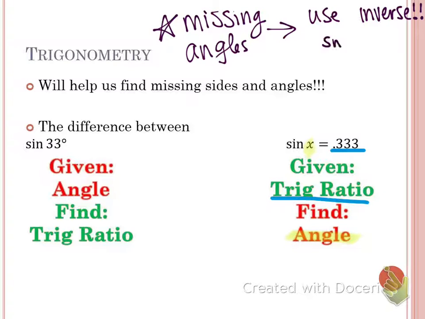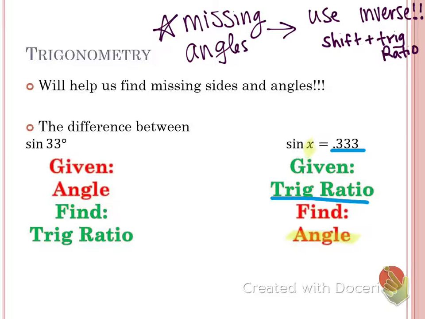And that's the shift, plus whatever the trig ratio is. So whenever you're finding an angle, you will always use the inverse. If you know the angle, you will not use the inverse. But if you're finding an angle, you have to use the inverse, or you're going to get a decimal that will not make sense.